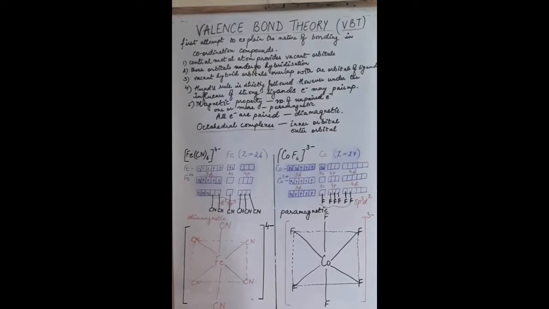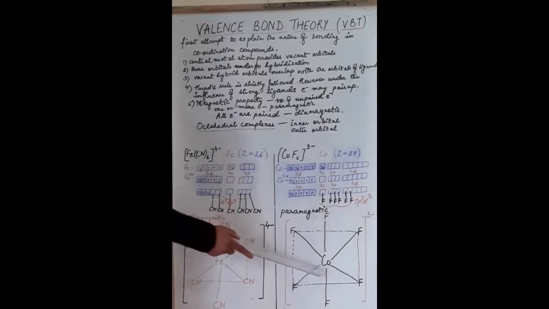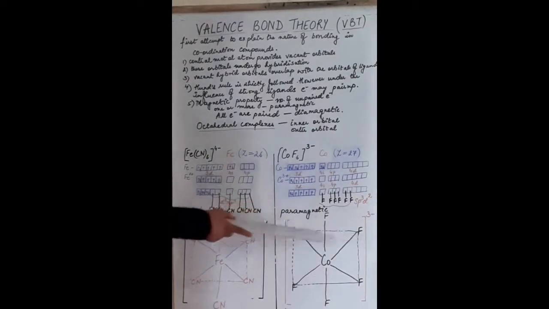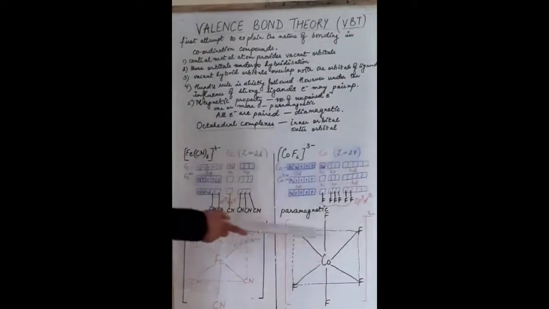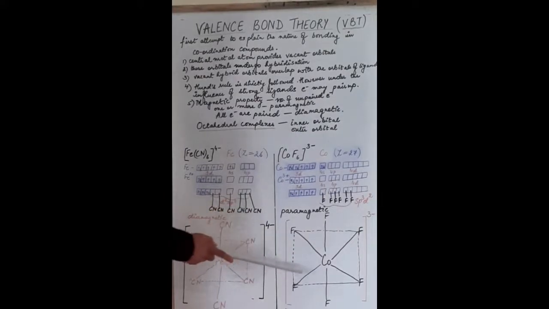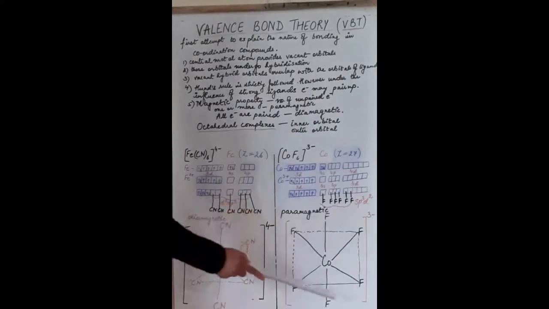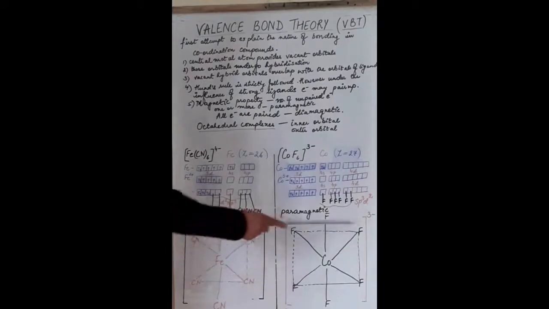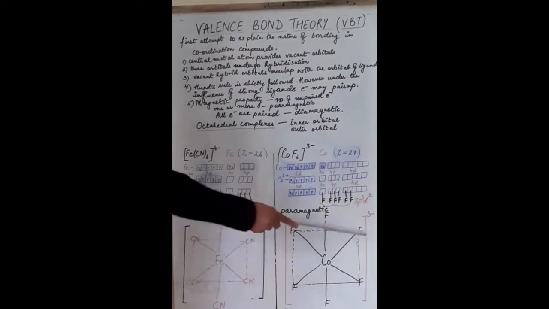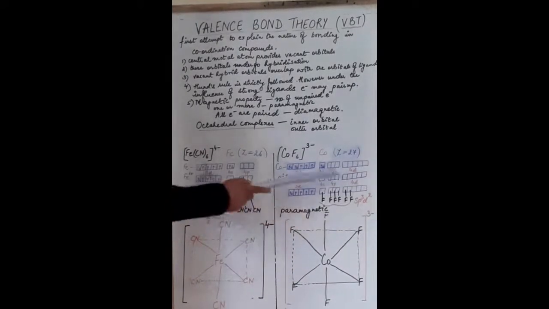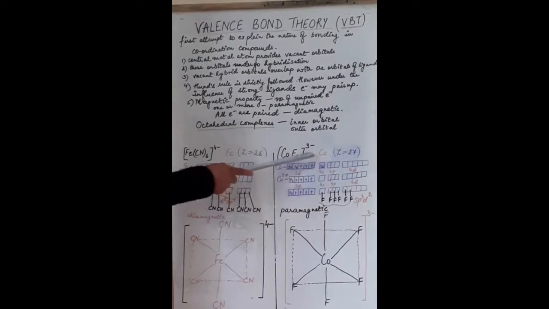Coming to the structure again, it is an octahedral complex. So again the central metal atom, that is cobalt, and 4 fluorido ligands will be in one plane, and one above the plane, one below the plane. All this is enclosed within square brackets, and this 3 negative represents the charge carried by the complex.